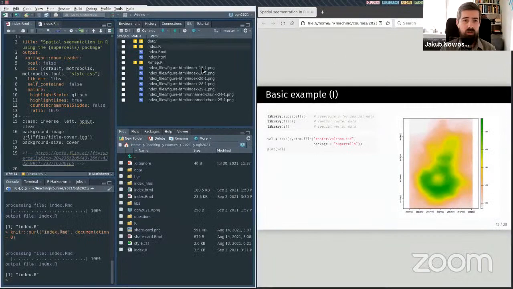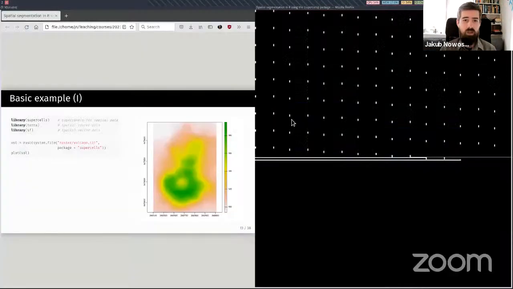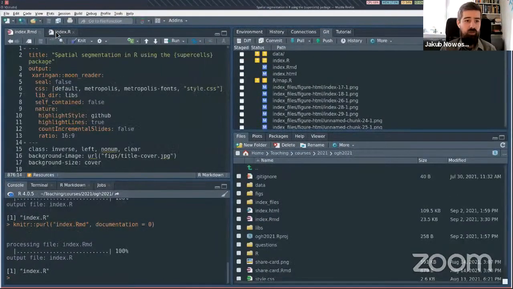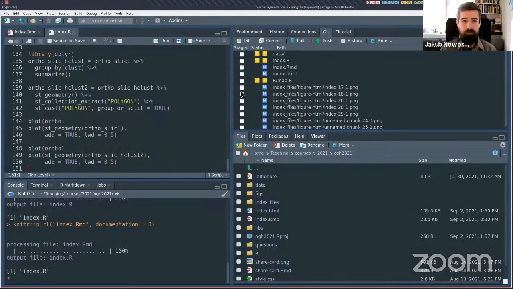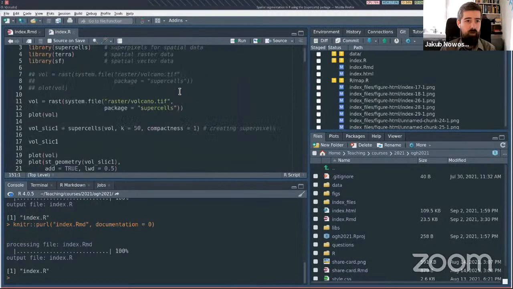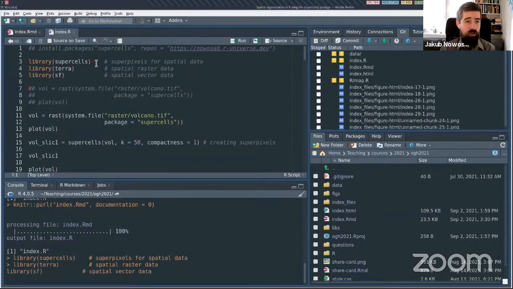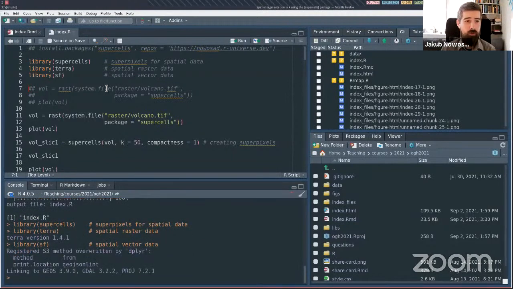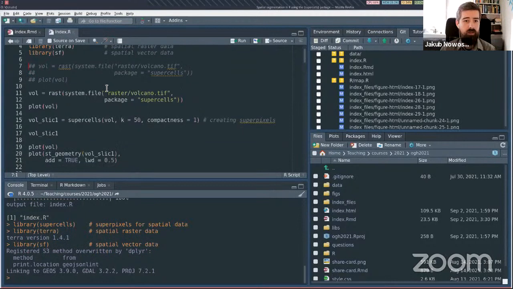So let's maybe move to RStudio for a second, and let's try to run this code and look at how it works. We need to start, of course, by attaching our supercells package, but also terra, because it accepts terra objects as inputs. And the outputs right now, in the current form, are sf objects.